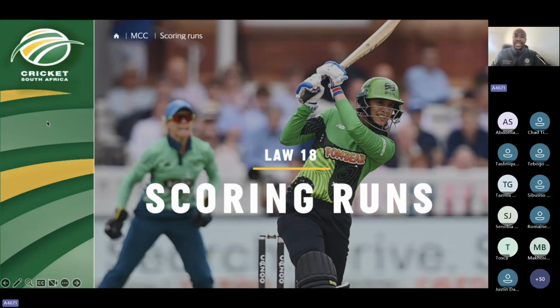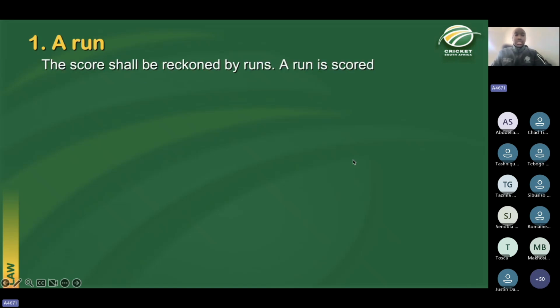So Law 18 is scoring runs. How are runs scored in cricket? Let's see what the law says. The law tells us that the score shall be reckoned by runs, and a run is scored in the following 3 ways.